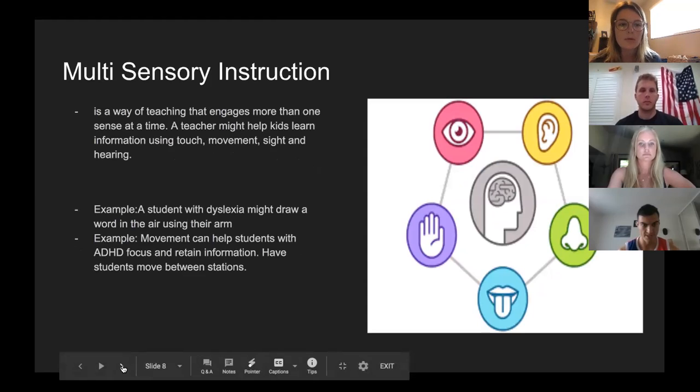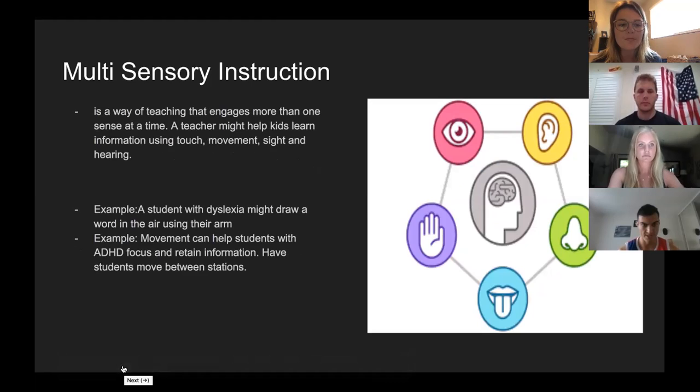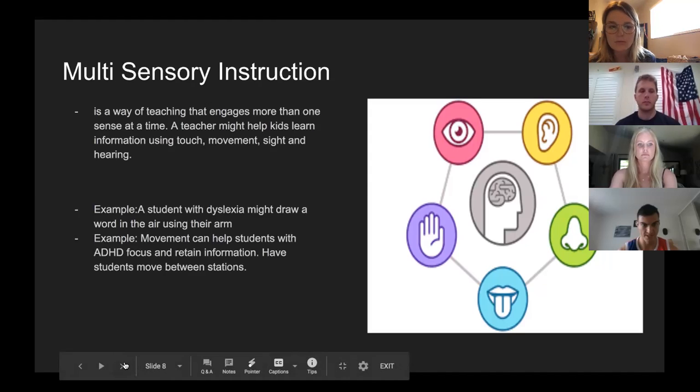The next, we all should be somewhat familiar with this, is multi-sensory instruction. It's a way of teaching that engages more than one sense at a time. For example, maybe you have students who are kinetic learners, meaning they like to get up and move around, and maybe visual learners at the same time, who learn visually, with pictures, reading text, stuff like that. You're going to incorporate in your lesson or activity something that hits both of those senses.